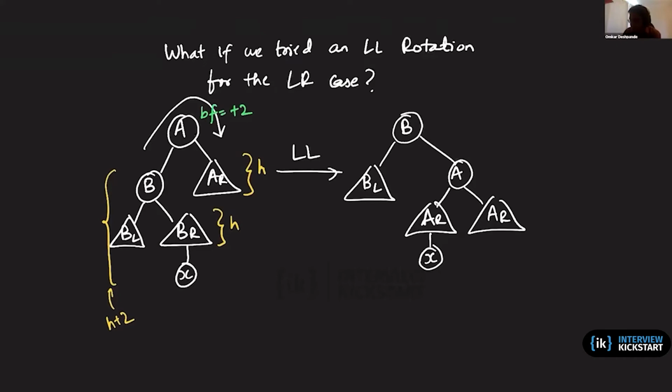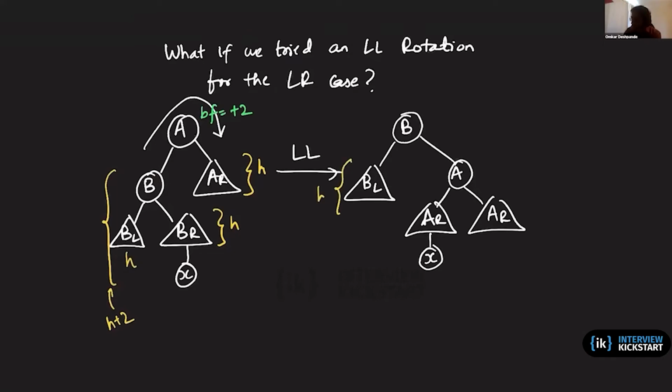And what's the height of B sub L? What must be the height of B sub L? Well, before X was added, B must have been completely balanced with a balance factor of 0. Because if it was plus 1, then adding X and increasing the height here would have made it 0. Obviously, there were repercussions up to A because the balance factor here changed from 0 to minus 1. If it was 0, that means without X, these two heights must have been the same. So this height must also be H.